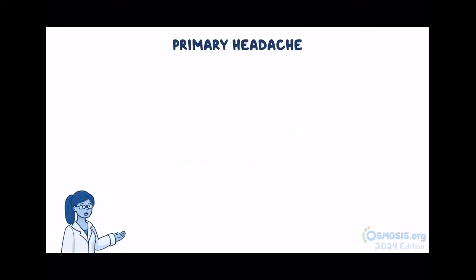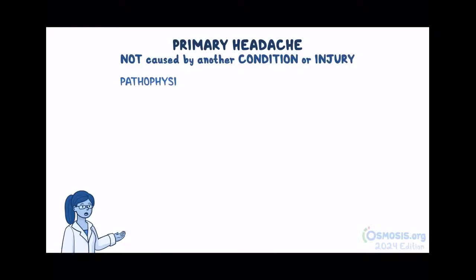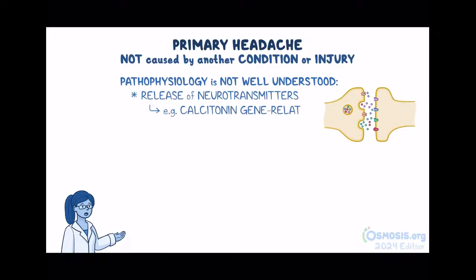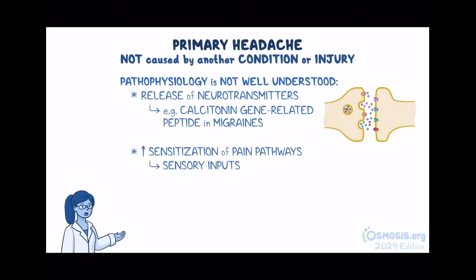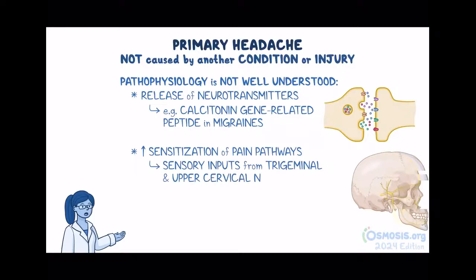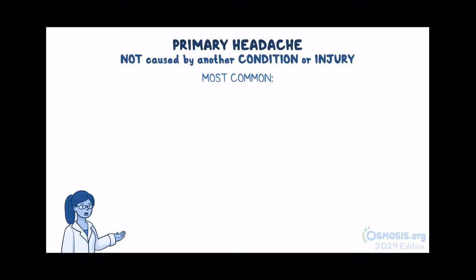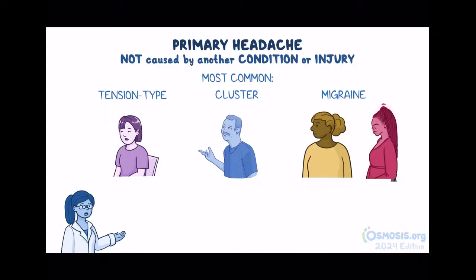Primary headache is a type of headache that is not caused by another condition or injury. The underlying pathophysiology is not well understood, but it involves release of neurotransmitters, such as calcitonin gene-related peptide in migraines, and increased sensitization of pain pathways, including sensory inputs from the trigeminal and upper cervical nerves. The most common types of primary headache are tension-type headache, cluster headache, and migraine.